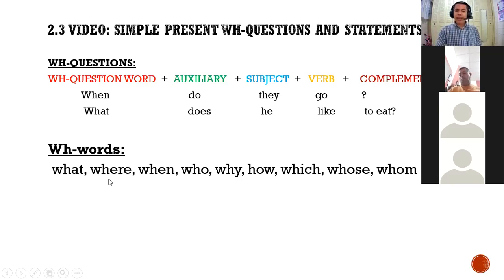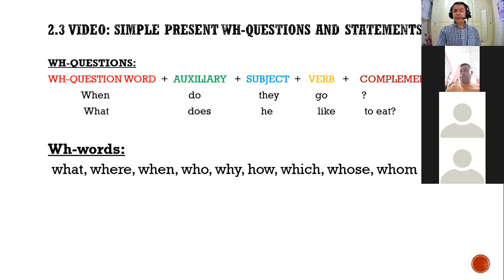Where is for places. Places, lugares. Where do you go, for example, right? Where do you go? When is for time. When do you come home? ¿Cuándo vienes a casa? When do you come home? Who is for people, right? People, gente. Who does he like? Who does he like, for example, right?